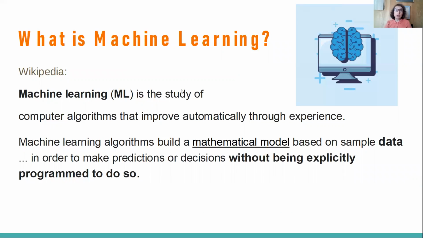First, what is machine learning? Well, most of you probably heard this term already. And according to Wikipedia, machine learning is the study of computer algorithms that improve automatically through experience. And what does it mean through experience? That means with data. So in other words, it's kind of a mathematical model, which is based on sample data. And you train the model on the data. And in the end, you can get predictions or decisions without explicitly programming the rules.